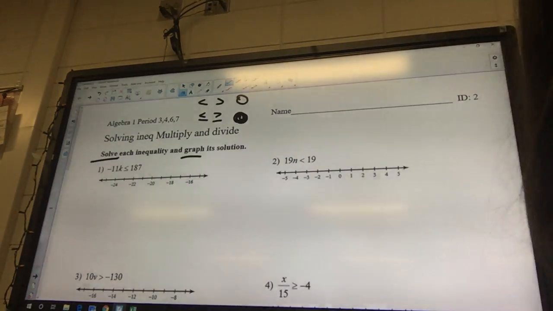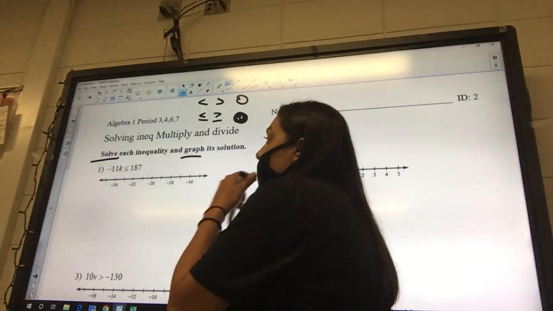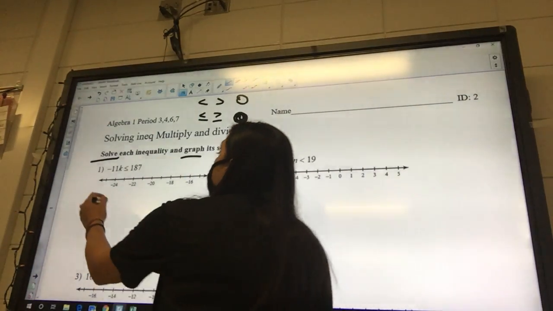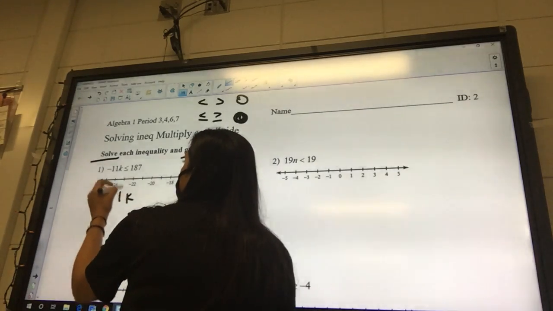But the graph is going to be wrong as well. Okay, so when we look at number 1, what does it mean if they're right next to each other?